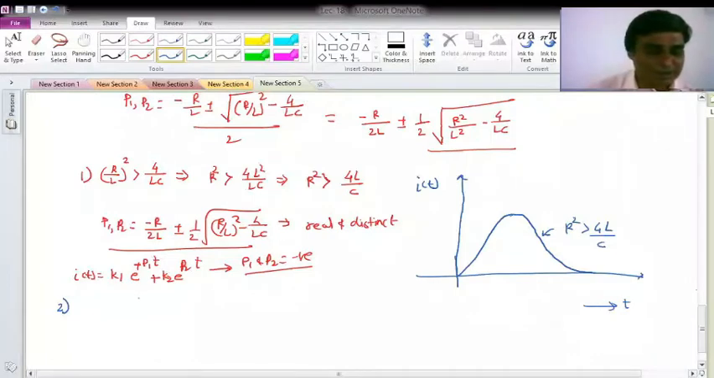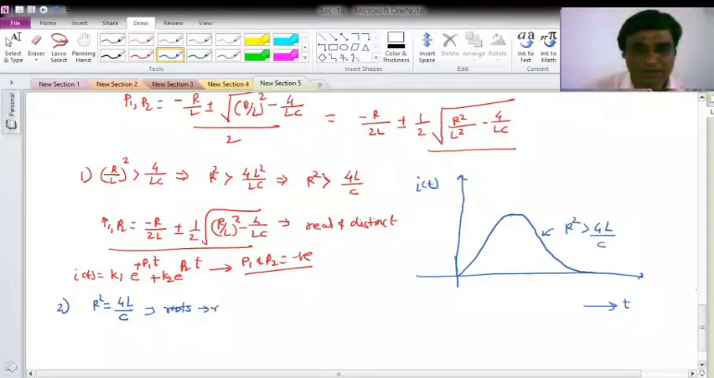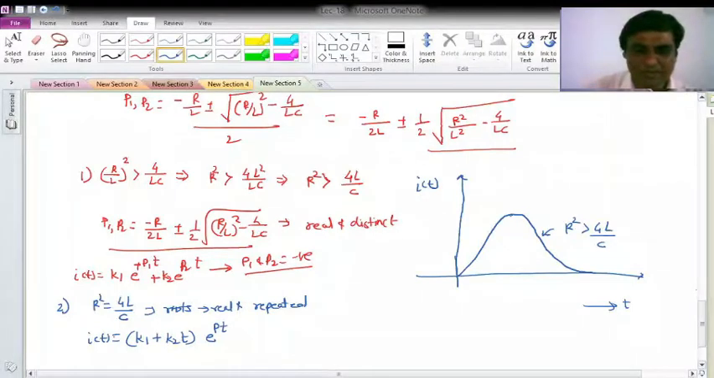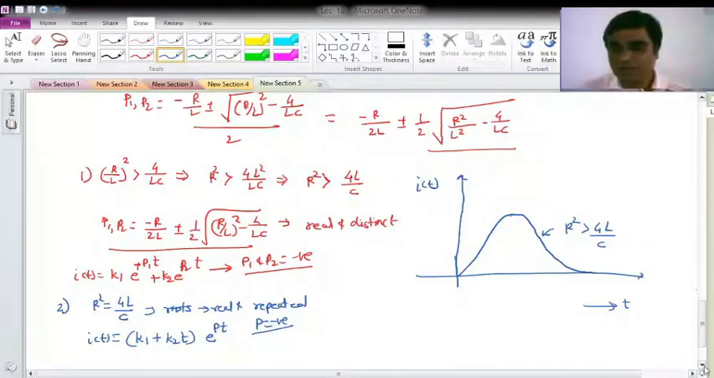Now next, when R square is equal to 4L upon C, this radical will be 0, which means your roots will be repeated. It will be real and repeated. Fine, so if this is the case, then what will be the solution? It will be (k1 plus k2 t) into e raised to p t, and p, again remember, has to be negative.